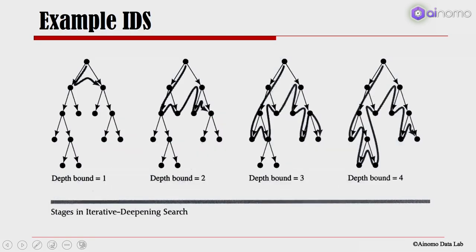The idea is that I take this level, I did not find things here, so I think of going a little bit deeper. I did not find things there, so I may think of going even further down. So this is iterative deepening search, where I increase the depth bound at every iteration.